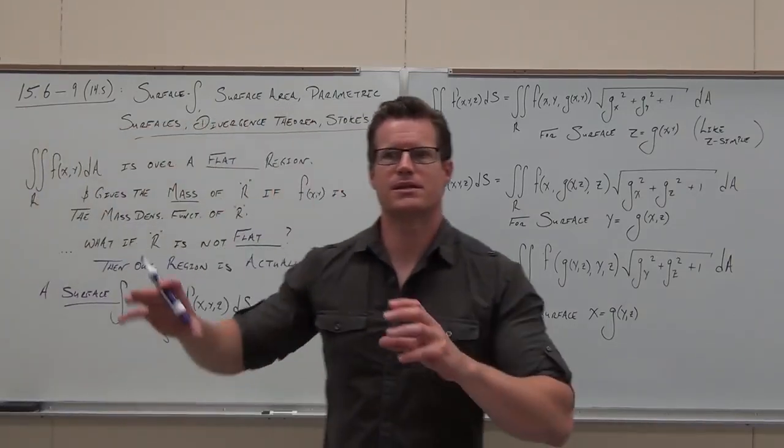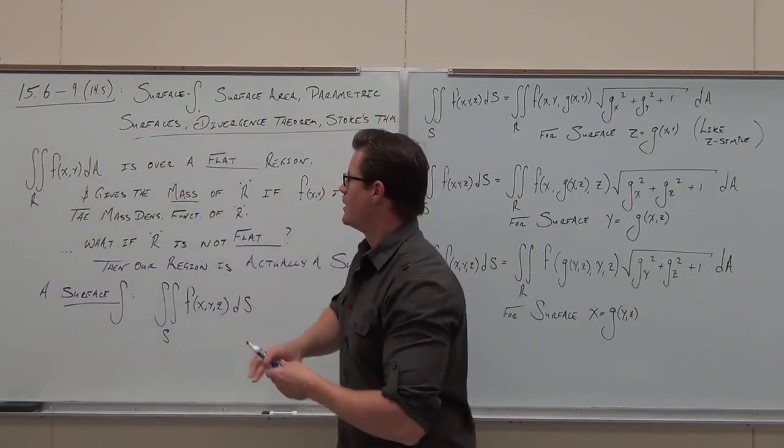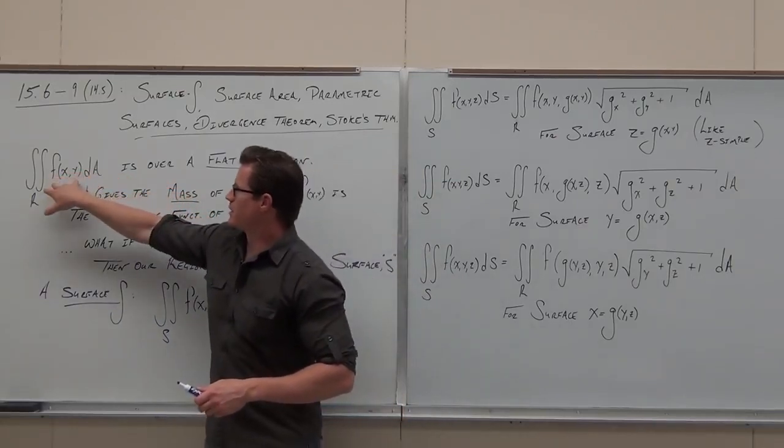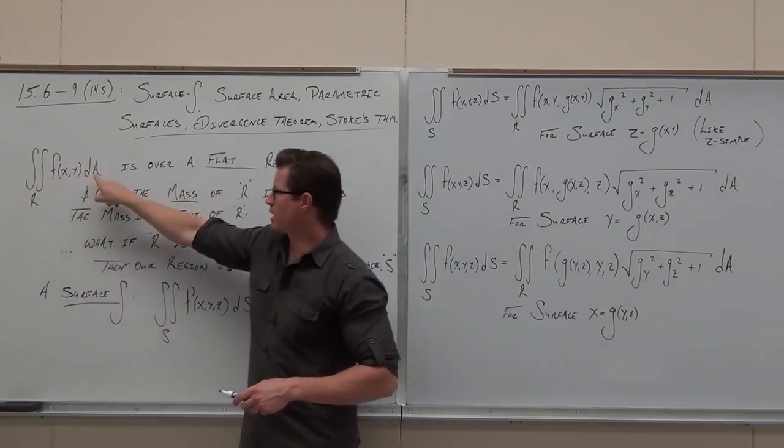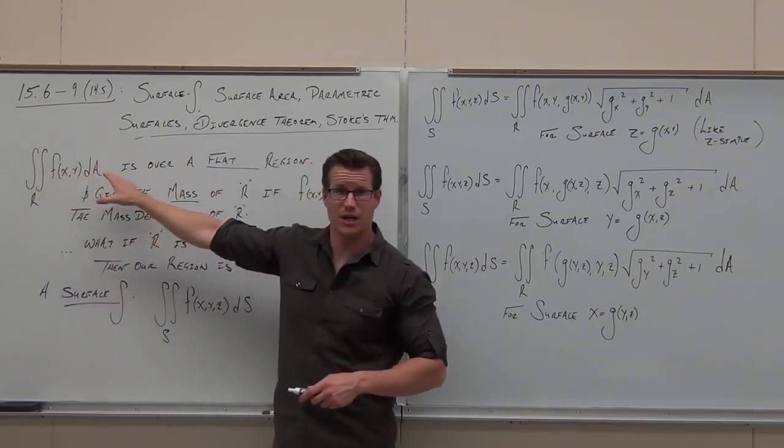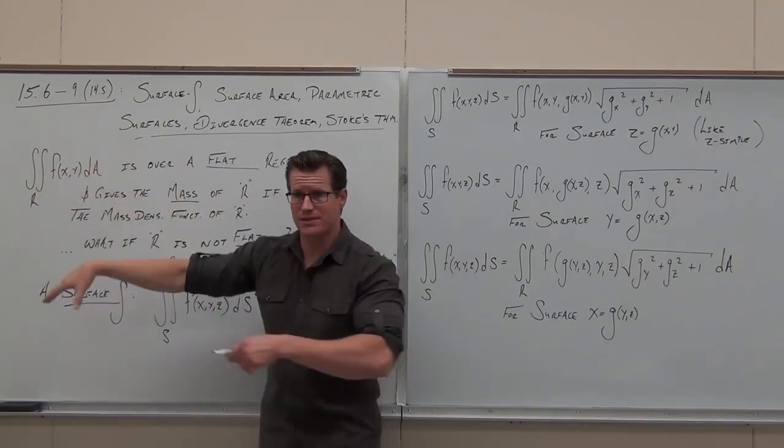I want to make you consider the comparison here. This is a double integral over a mass density function where this region has some area, and we integrate across the area of that region. Does that make sense? Okay, this is the same thing.